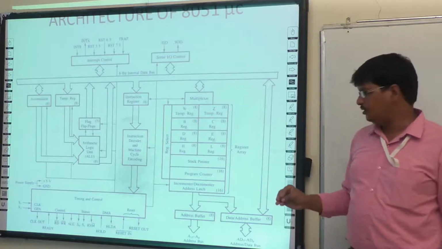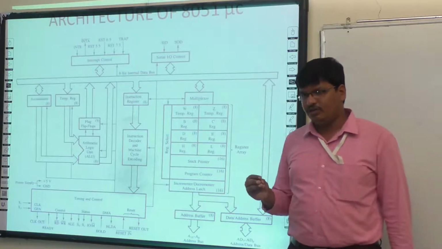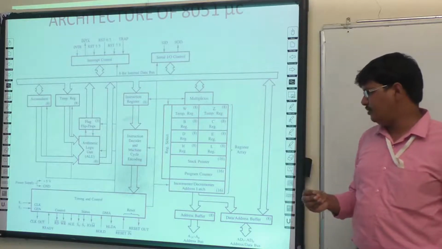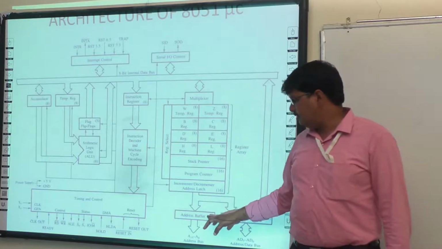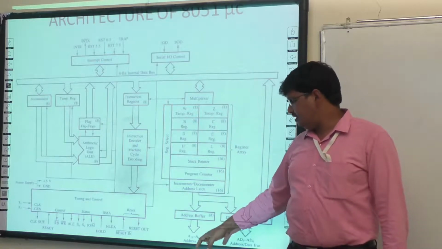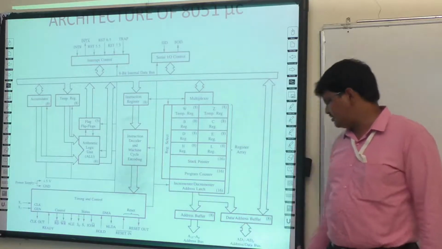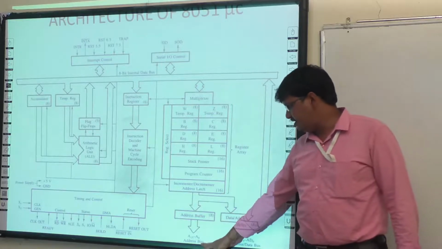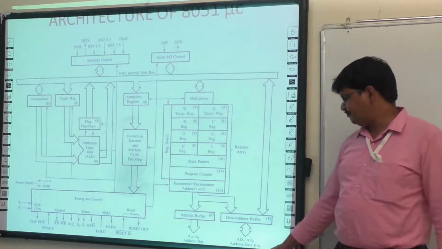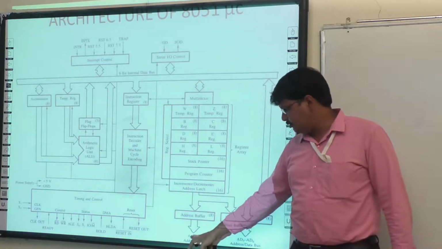These buffers are used for exchange of information and for storing data for a short duration of time. These buffers connect the 8051 microcontroller with external peripheral devices. The address buffer can be connected by means of the address bus, and the data buffer by means of the data bus. The address buffer is unidirectional in nature, that is, A8 to A15.